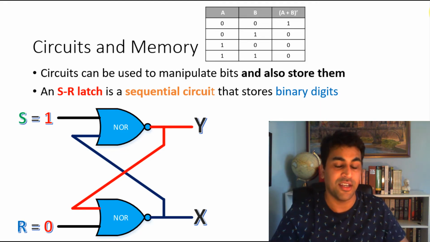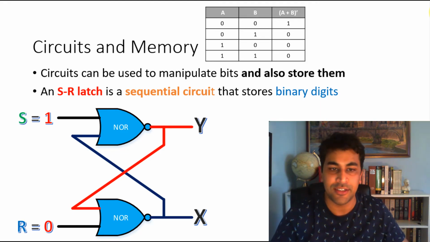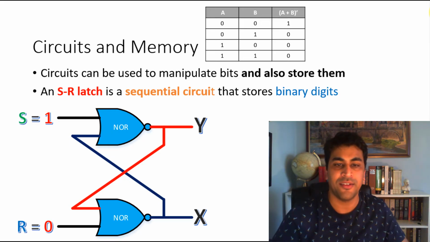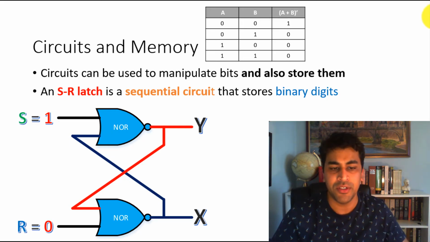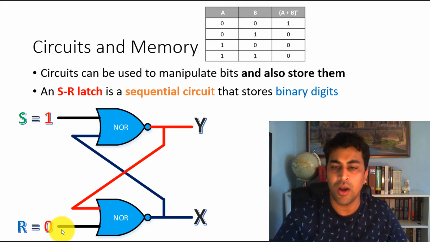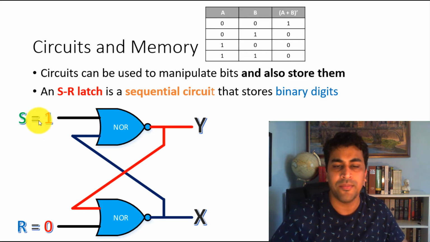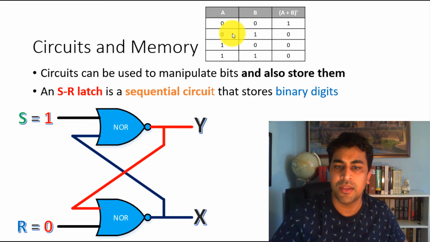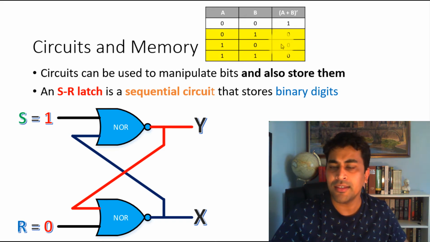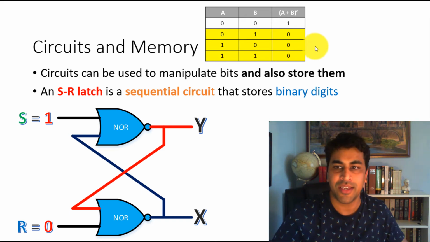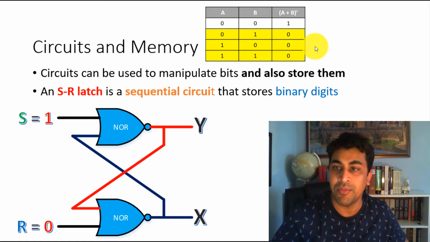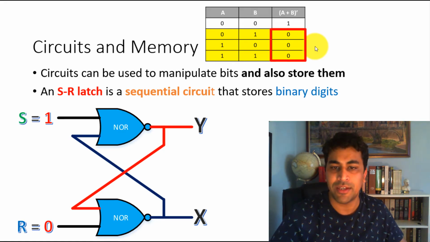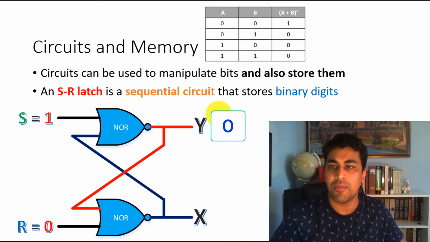Let's see how the SR latch accomplishes this task of storing a binary digit. Suppose we have the following circuit, where S is an input, R is an input, Y is an output, and X is an output. Then, if S is equal to 1, can we deduce what Y would be? Well, looking at our truth table for a NOR gate, if S is 1, it doesn't matter what value the other input takes. No matter what the other input will be, your output for the NOR gate will be 0. So that means that Y will be 0.